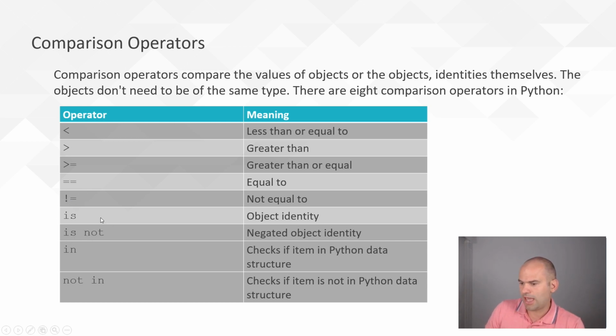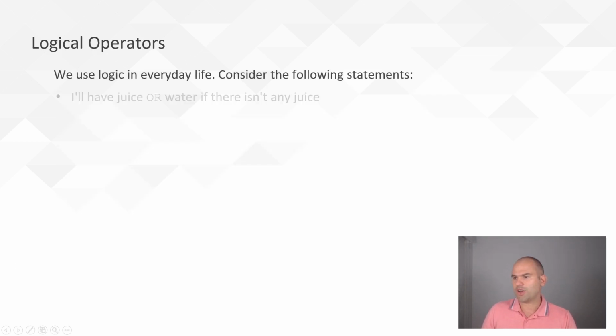Not equals to is very much the same thing. Is and is not check object identity, you can check if something is a list or is a dictionary. You can check the type of objects. In actually checks a set or tuple or pretty much any other iterable. Last, we've got logical operators.